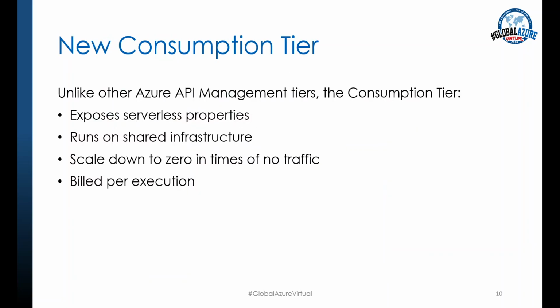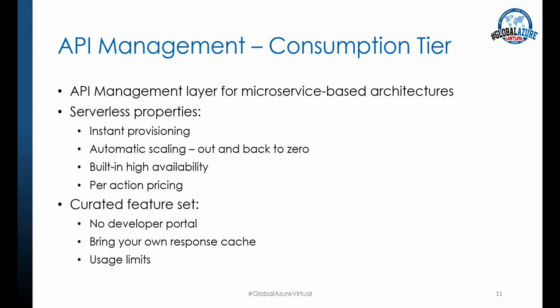Focusing on the consumption tier, unlike other Azure API management tiers, the consumption tier really focuses on serverless properties. So it will run on shared infrastructure. It will do the scaling up and scaling down in times of no traffic. You're billed per usage. So whenever someone's coming through to your API, you're going to get hit. Otherwise, you're not. It really provides a great layer for microservice-based architectures. So instant provisioning, auto scaling out and back to zero, and built-in high availability. I already talked about per action pricing.